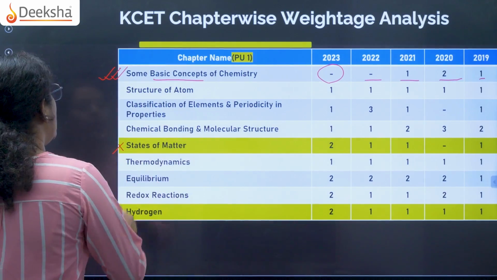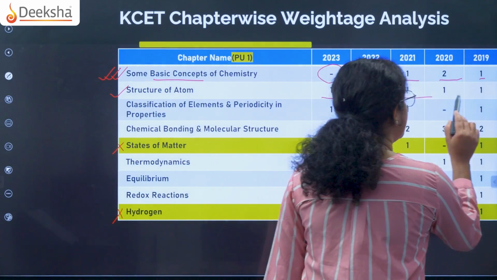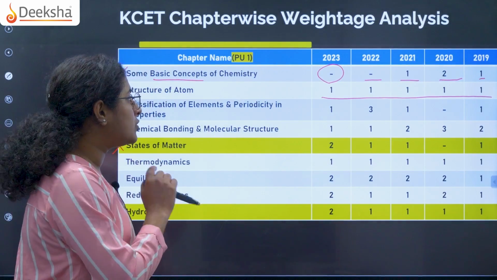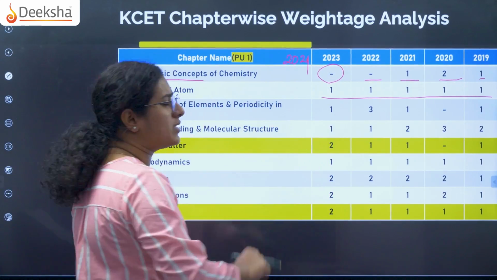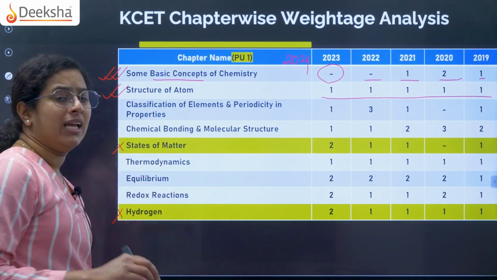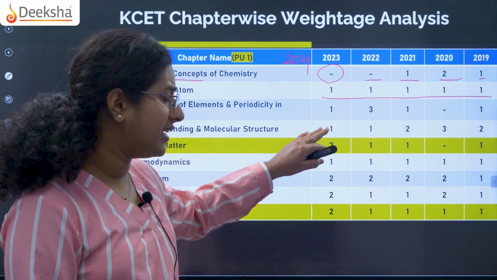Then, when it comes to structure of atom, every year you can see at least one question, which means this year also you can expect at least one question from this chapter. So this is also a could-do chapter because every year they are asking one question.